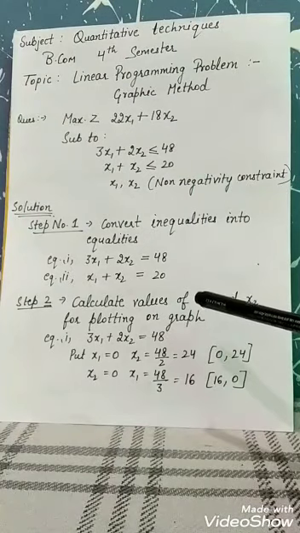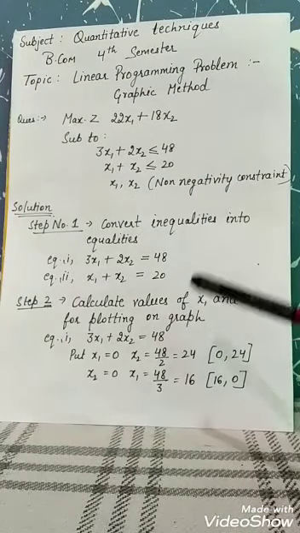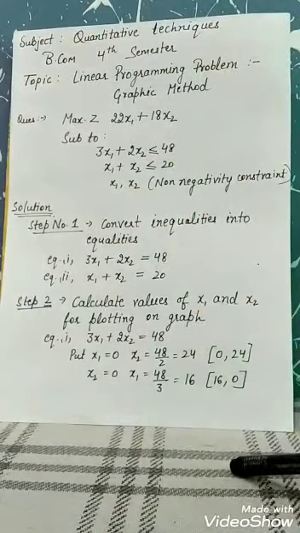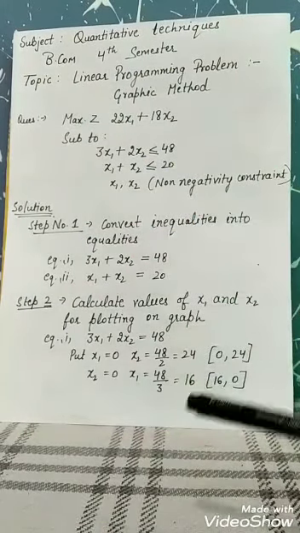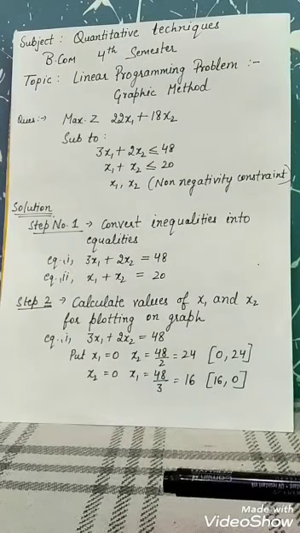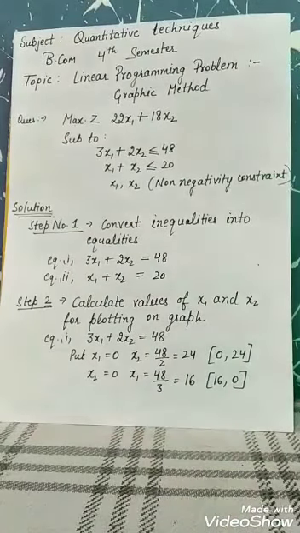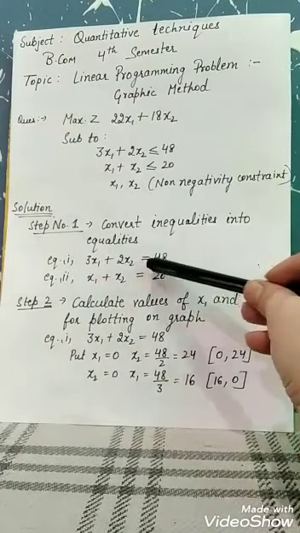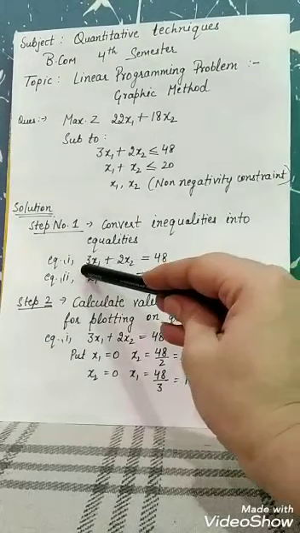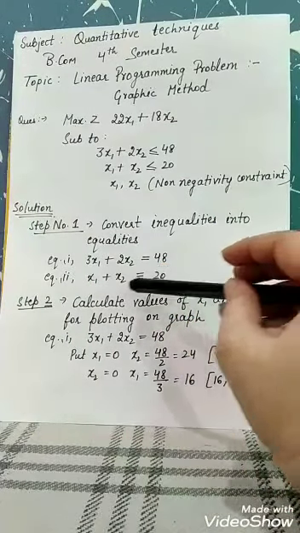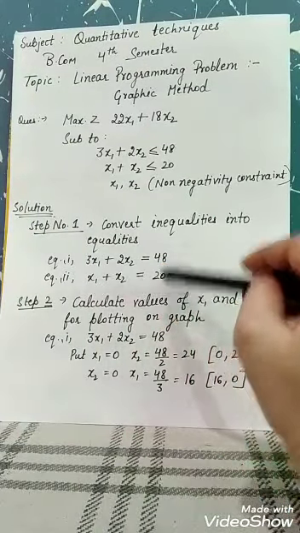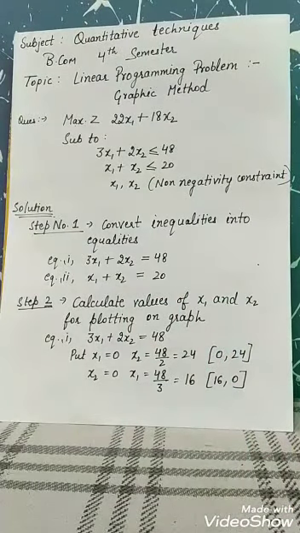And here I am going to describe you the solution step by step. Step number one is convert inequalities into equalities. First we are going to solve the equations. Here there are two equations, 3x1 + 2x2 ≤ 48, and we can convert this less than sign into equal sign, and now the equations are converting into equality, like 3x1 + 2x2 = 48 and x1 + x2 = 20. Now our first step is completed. Now we can proceed to second step.